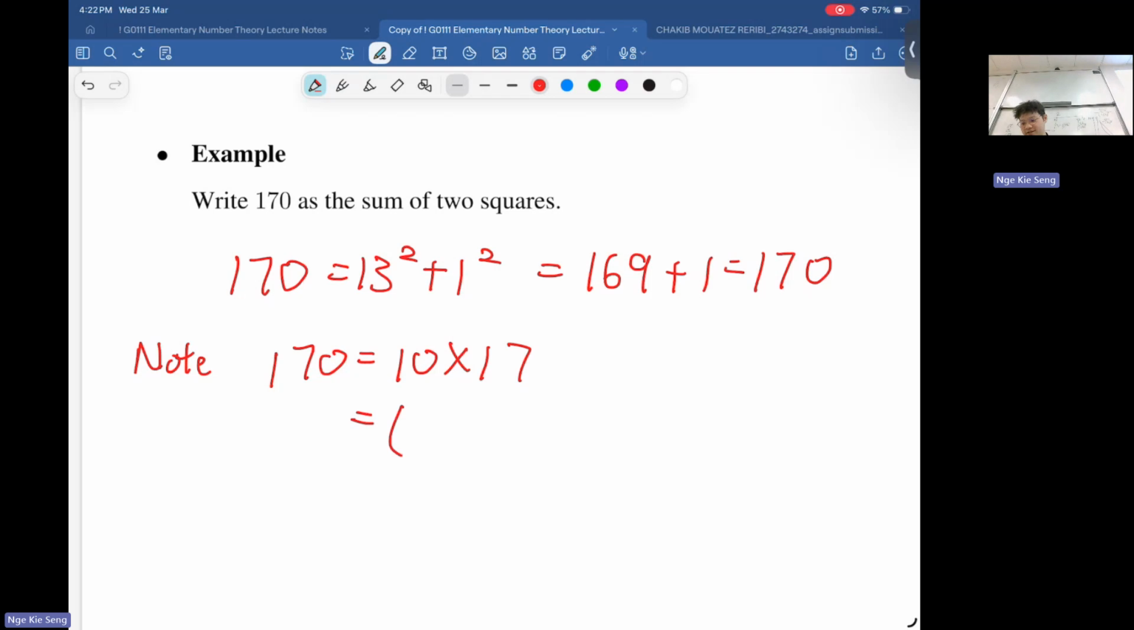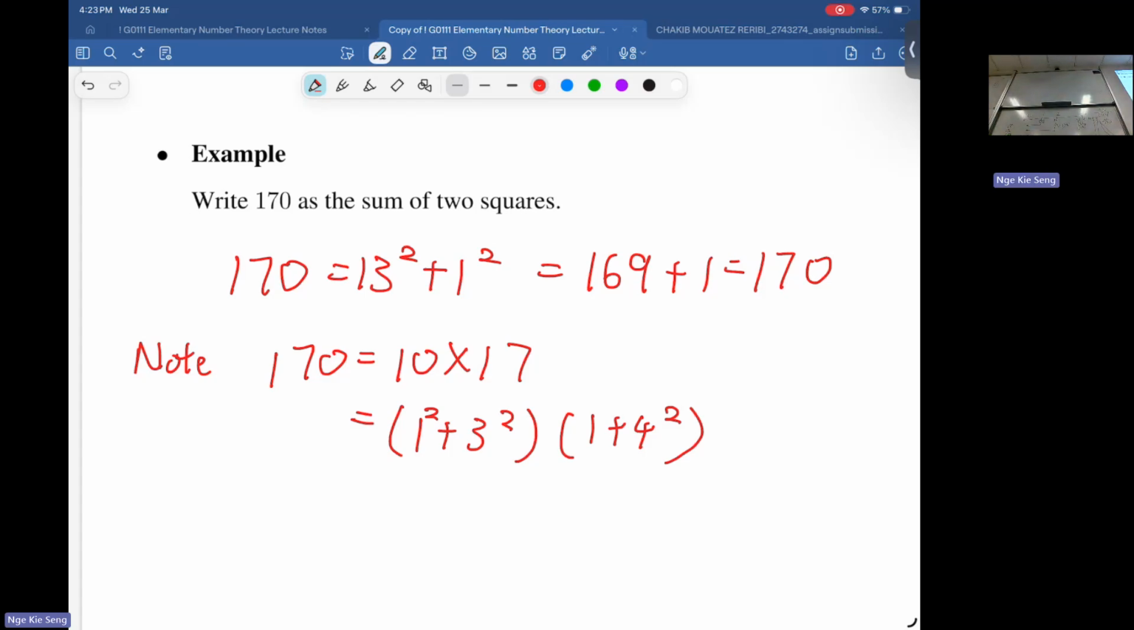Okay, for example, 朱香泽 says 10 can be written as 1 square plus 3 square. Okay, but 17? How about 17? 1 square plus 4 square. Okay, so you can compare, right? Is it easier to find a sum of two squares for a small number or a bigger number?